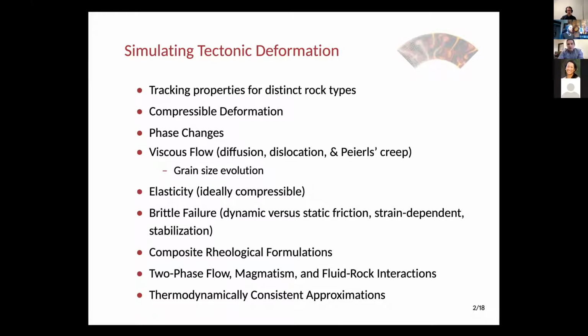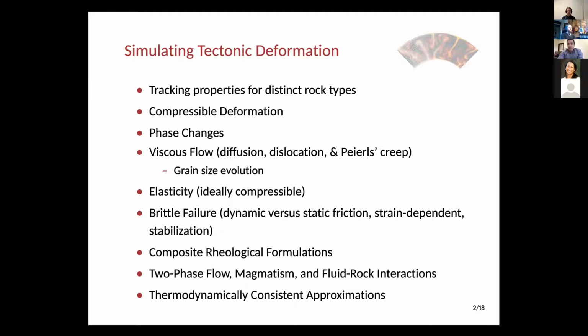To start, in framing tectonic deformation in terms of physical processes we could include in the code, this is my do-it-all list. This is a wish list of everything you would want in a code to simulate tectonic processes. You might want to track properties for distinct rock types, for example, distinguishing the crust and the mantle. You might want to include compressible deformation, both elastic and viscous. You'd want phase changes. You want a wide range of different viscous flow types, so this could be diffusion, dislocation, Peierls creep. You may also want to include grain size evolution in those processes.